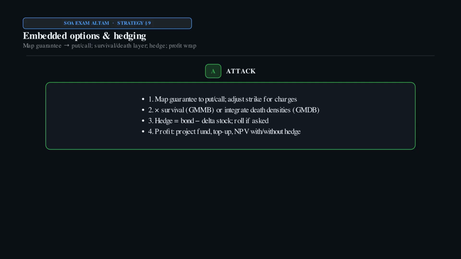Attack checklist. Map the guarantee to a put or call on the fund and adjust the strike for management charges. Multiply by survival for GMMB or integrate death densities for GMDB. Build the hedge as bond minus delta stock and roll if asked. If profit testing, project the fund, apply guarantee top-ups, then NPV with and without the hedge.